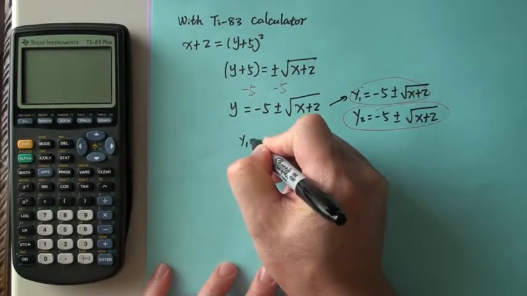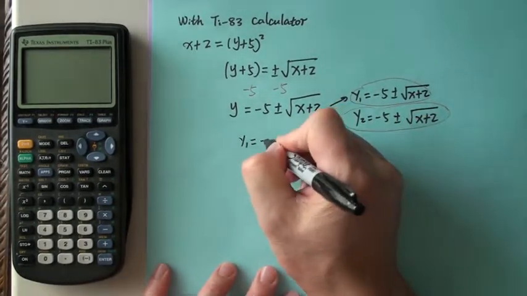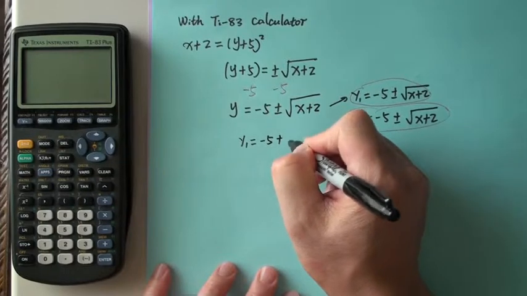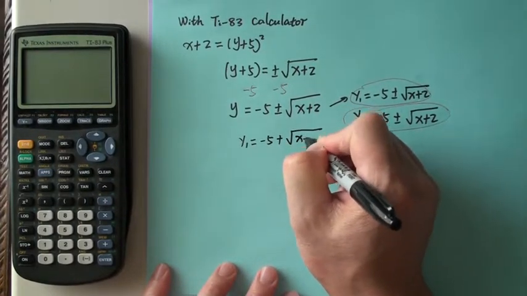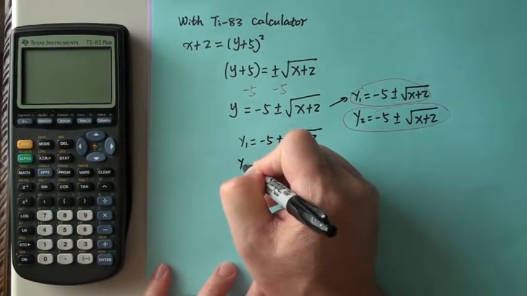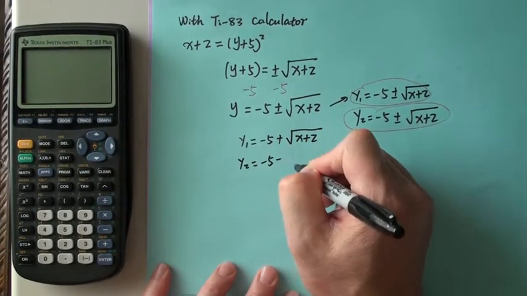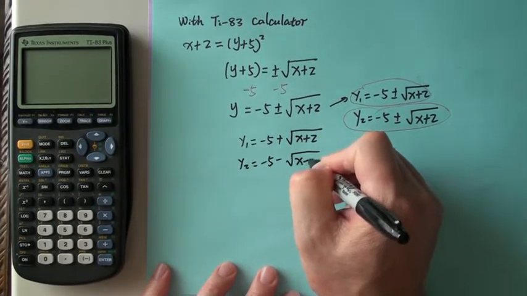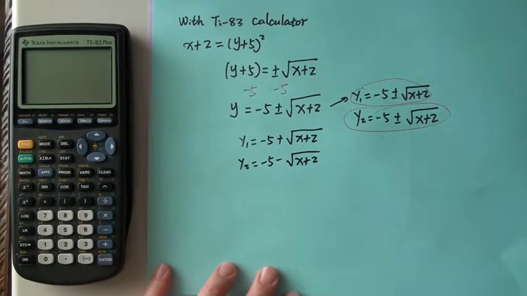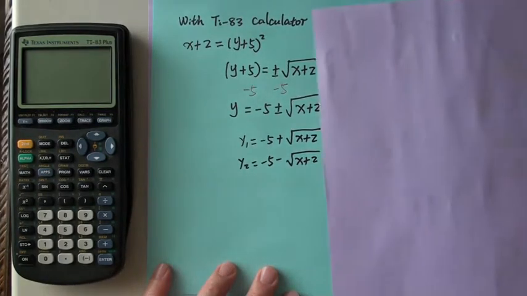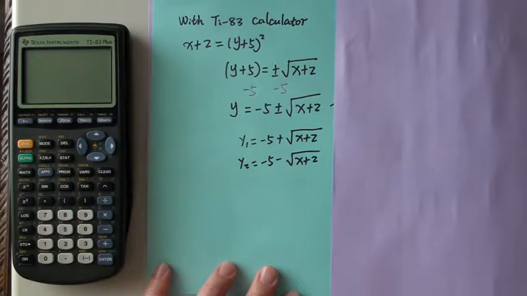Y sub 1 is negative 5 plus radical x plus 2. And another one is like that. So you got to forget about this.